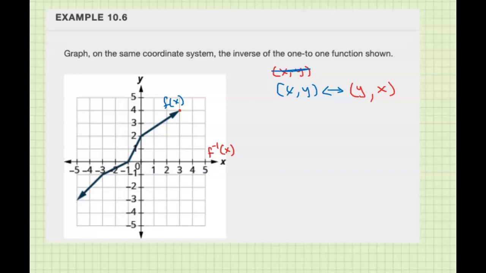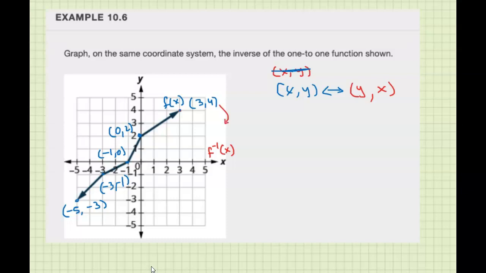So for example, this point right here is x is 3 and y is 4. This one here is x is 0, y is 2. This one is -1, 0. This one is -3, -1. And this one is -5 and -3. Okay? So basically, I'm going to reverse all these.